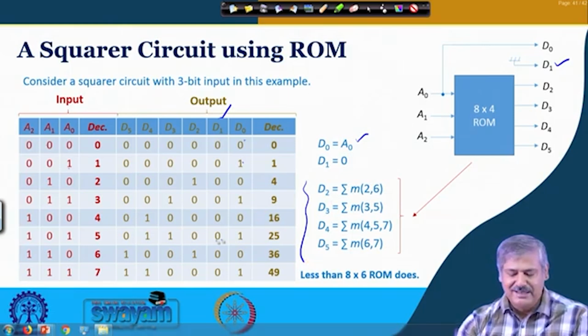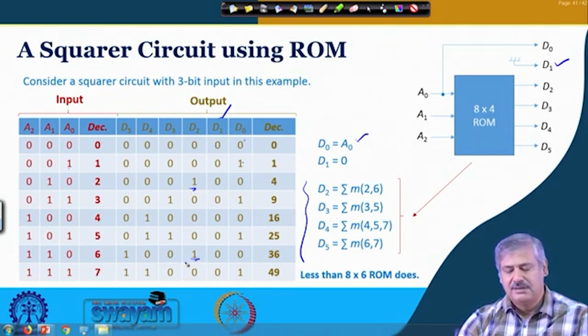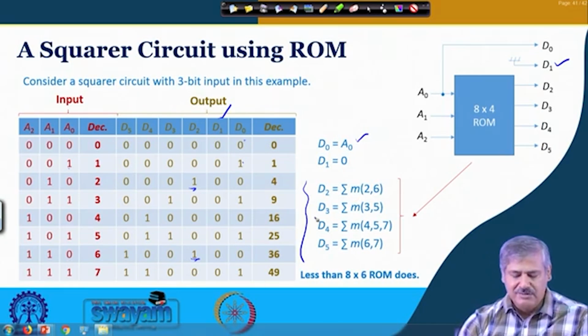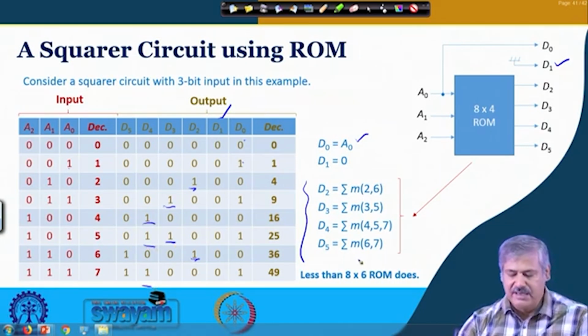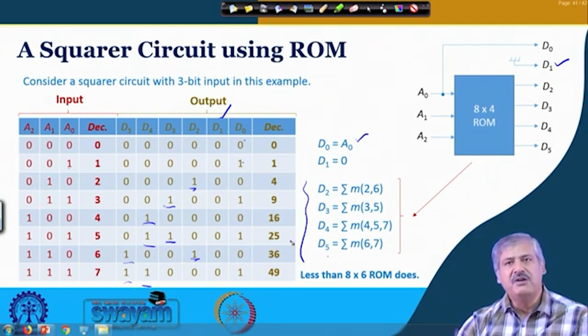For the rest of the cases, say D2 is the minterms 2 and 6, these two put together in an SOP realization, with the decoder outputs, the minterms, getting added by OR. So, for D3 we can see it is 3 and 5, for D4 it is 4, 5 and 7, and for D5 it is 6 and 7. So, only these 4 are required.